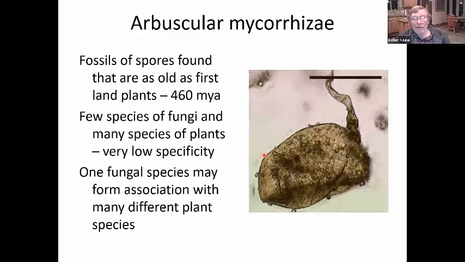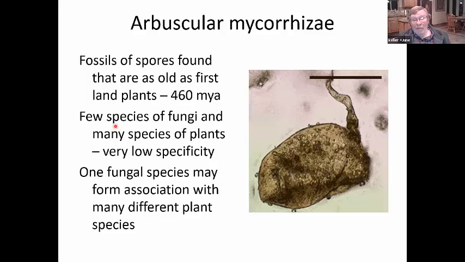They found fossils of these spores that are as old as the first land plants, something like 460 million years ago. And there are hypotheses that plants got on land because of their beginning association with these types of fungi. And that might be why we have land plants now, is because these fungi allowed them to adapt to the crummy soils that were there when plants first got out of the water.